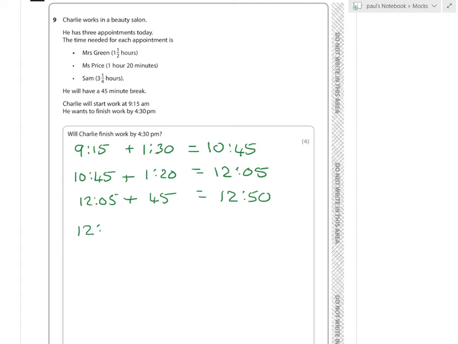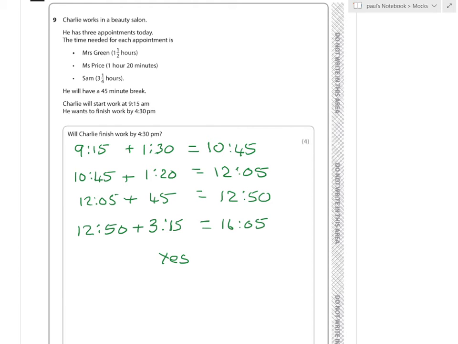Then we start at 12:50, and we've got to add 3 hours and 1/4 of an hour, which is 15 minutes. Yeah. 3 hours onto that takes us up to 15:50, plus 10 minutes will take us up to 16, and it'll be 16:05. Does he finish work by... Yes, he does. Look at old Charlie. I'll just have a look to make sure Charlie does finish. He's got 25 minutes to spare.